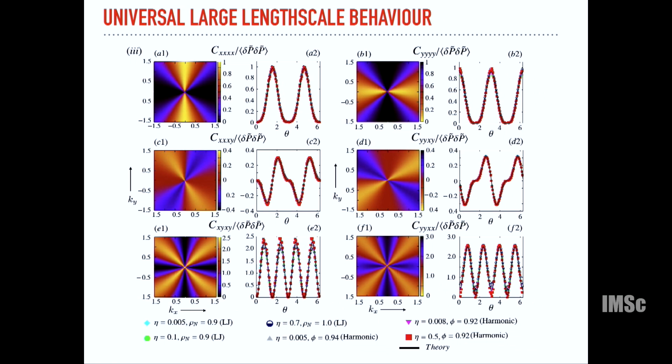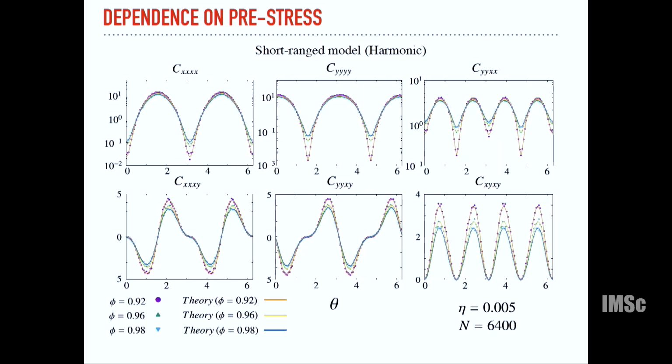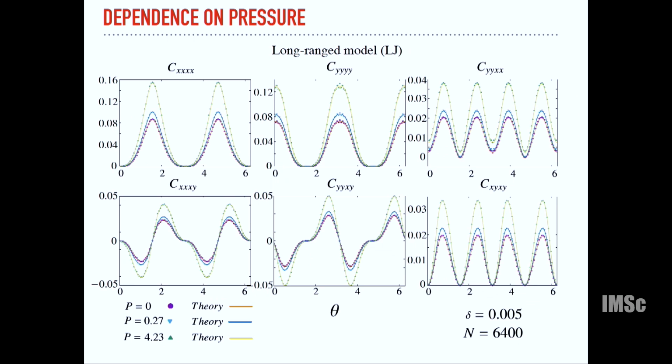And let me just go here. So you have some small dependence on the pre-stress, which can again be incorporated into the pressure fluctuations for both the models. The pressure in the Lennard-Jones model and the harmonic model, they depend on the pressure, but if you scale it by the pressure squared, you get universal correlations.